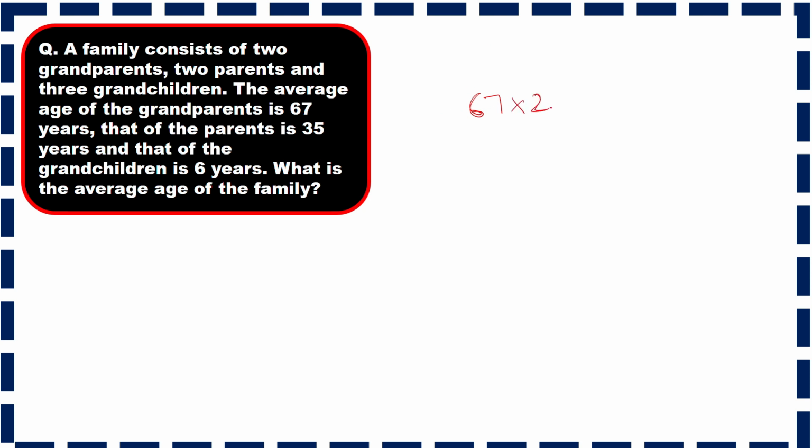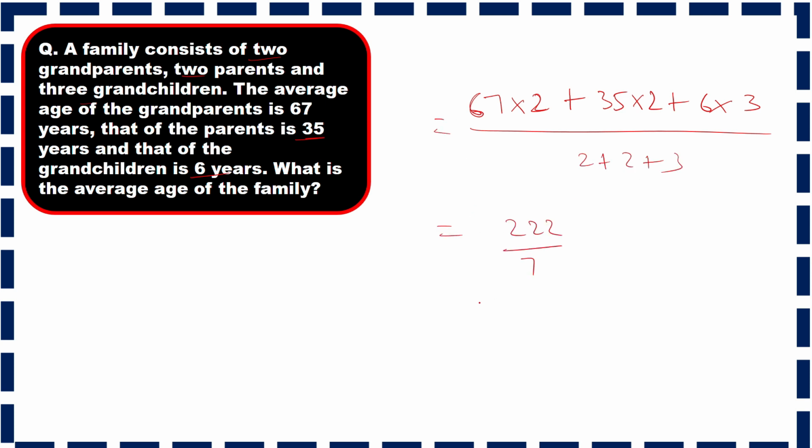Total age of the grandparents is 67 into 2, plus what's the average age of the parents? 35, right? 35 into how many are there? 2 parents, plus what's the average age of grandchildren? 6 years into how many are there? 3 grandchildren, into 3, right? By how many are there? How many total number of persons? 2 plus 2 plus 3. So calculate this. You'll get 31 5 by 7 years. So the average age of the entire family is 31 5 by 7 years.